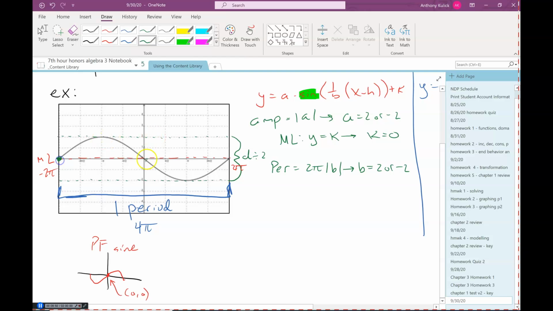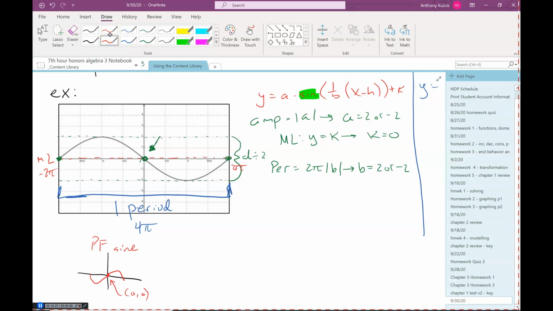So I could choose this point, I could choose this point, or I could choose this point. Does it matter which one I choose? No. Which one would be the easiest one to choose? The easiest one to choose would be the one that's at the origin, where really no translation left or right or up or down has happened. Does everybody agree with that?